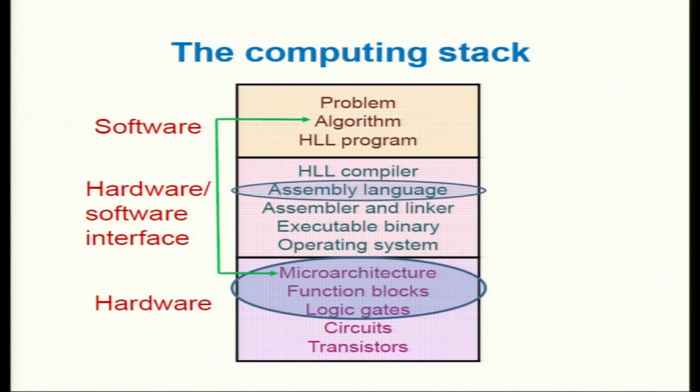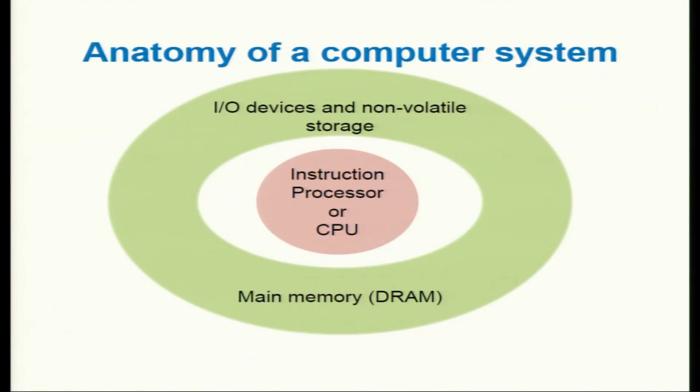And then the microarchitecture gets implemented in the function blocks like adders, subtractors, multipliers, encoders, multiplexers, and so on, which further gets translated to logic gates, and then those are taken to circuits and transistors. And this is what a computer system looks like.